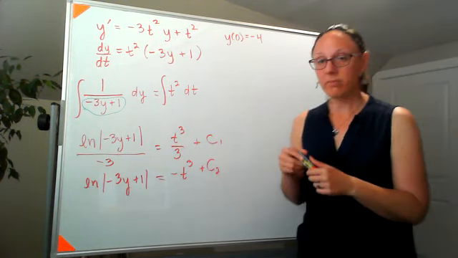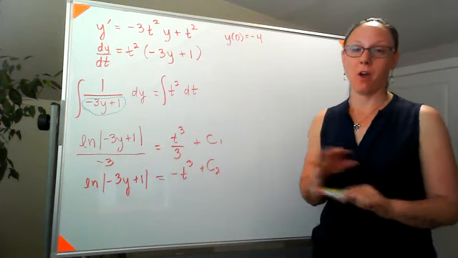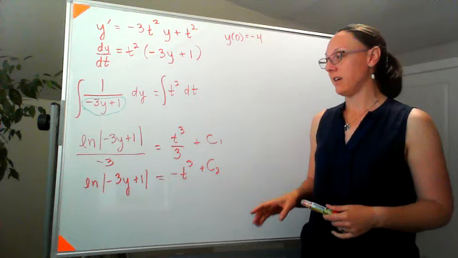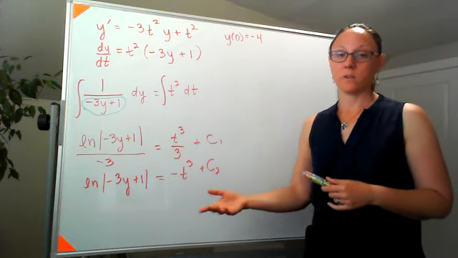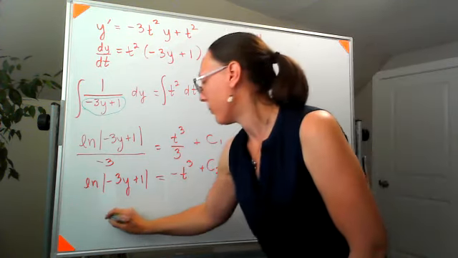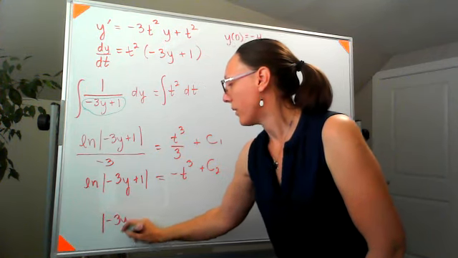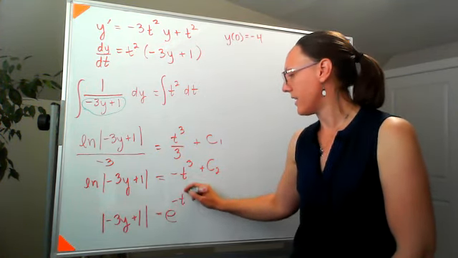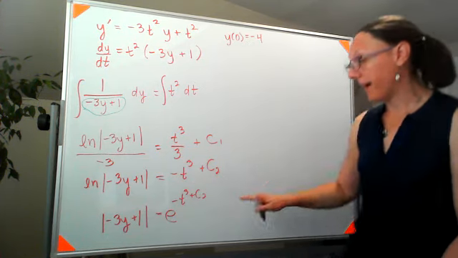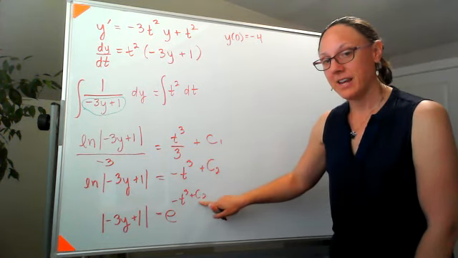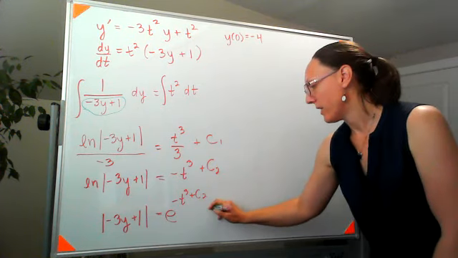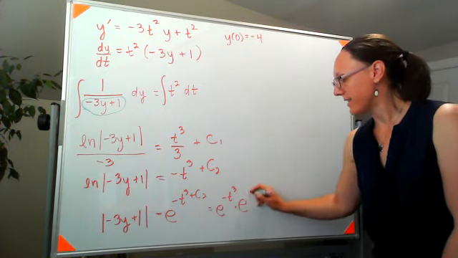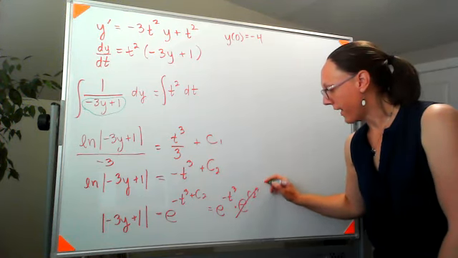And when I get down to the end, and I'm sure I'm not going to mess with any more constants, that's when I'll go ahead and write it as a c. To get rid of my natural log, I'm going to raise both sides to the e, and I'm going to end up with absolute value of negative 3y plus 1 is equal to e to the negative t cubed plus that constant. But I can take that constant. Remember, because I've got addition in the exponent, that's the same as writing it as e to the negative t cubed times e to the c2. We'll go ahead and just call that a new constant.